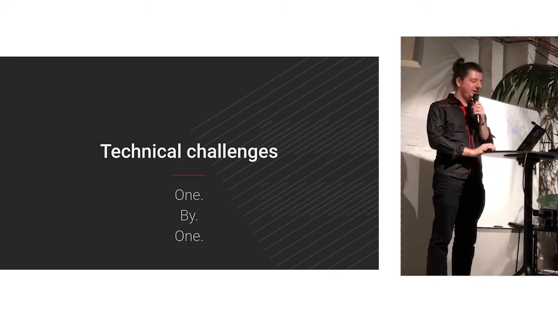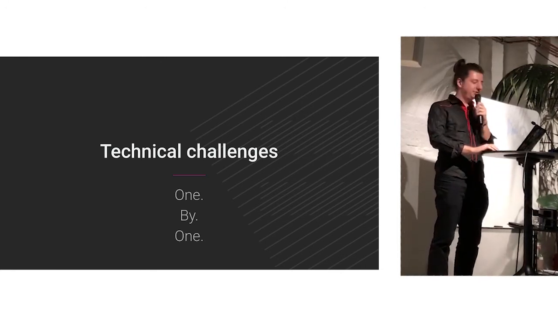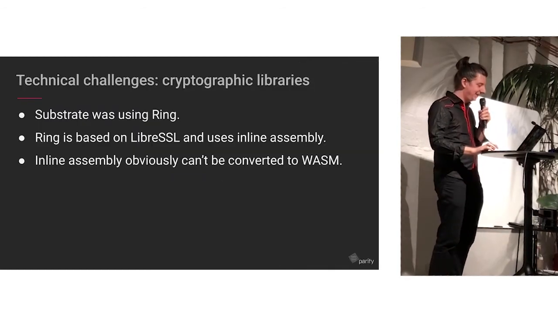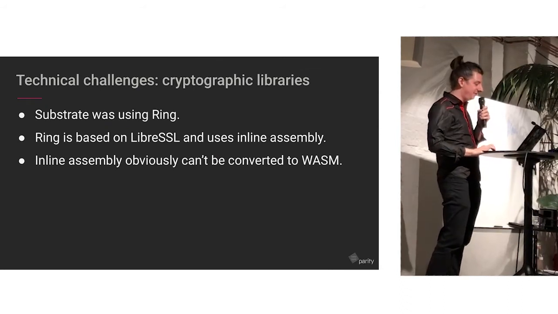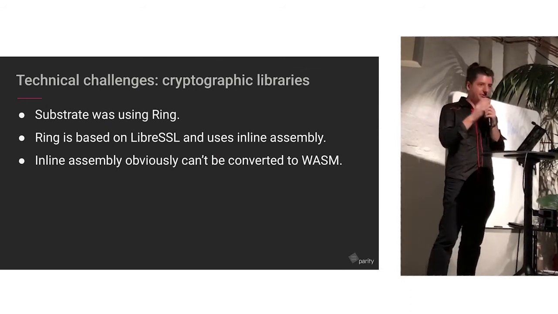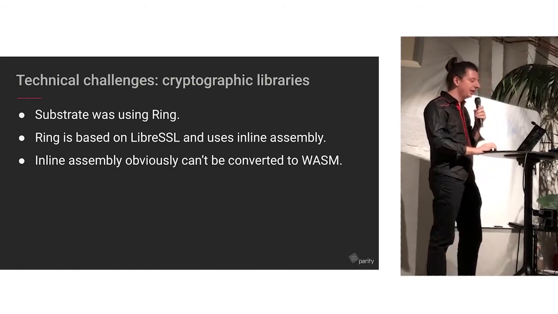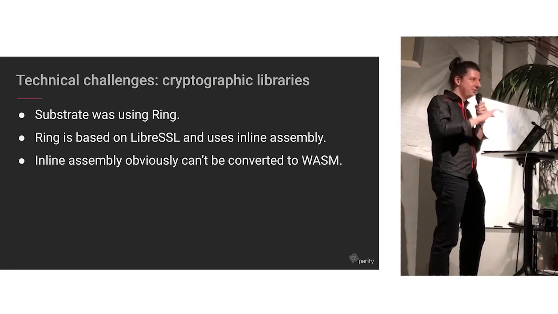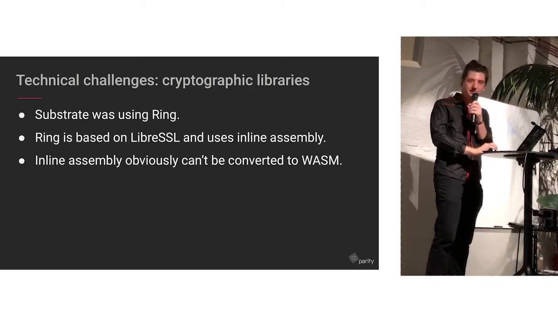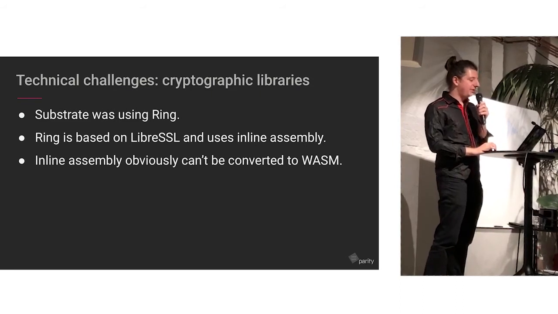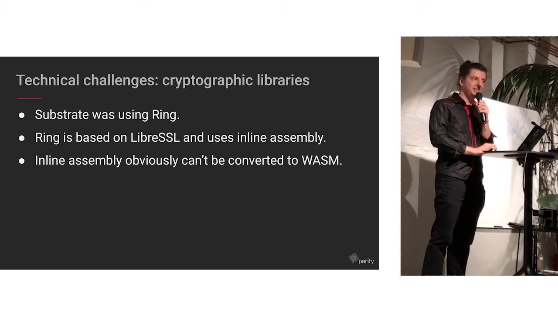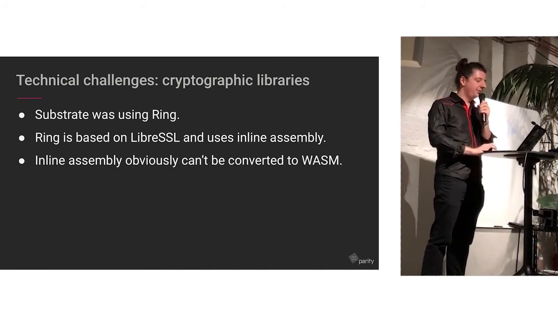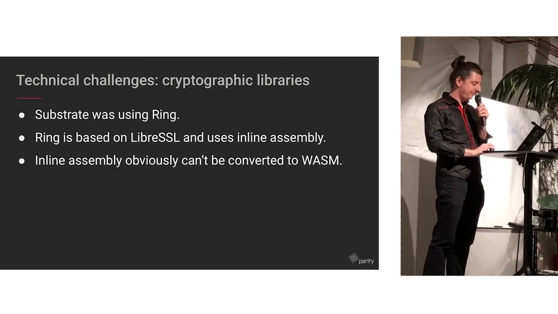The core of this talk is the technical challenges, and I'm going to go through each technical challenge we had one by one. First of all, the first thing we encountered chronologically is the cryptographic libraries. Substrate was using the Rust library named Ring. I don't know who in the room is more blockchain, who is more Rust, but Ring is a famous library in the Rust ecosystem. However, it's based on LibreSSL and uses inline assembly, which obviously cannot really be translated into WASM. So we had to switch out from this.